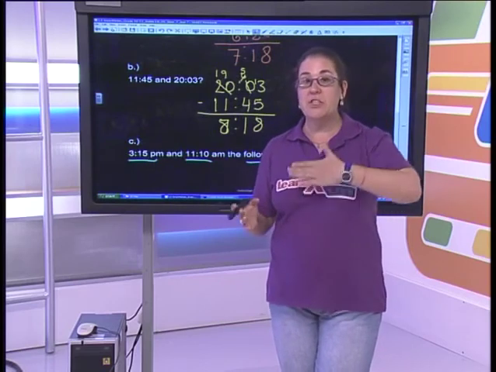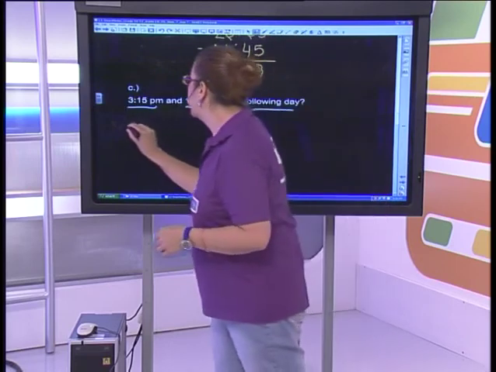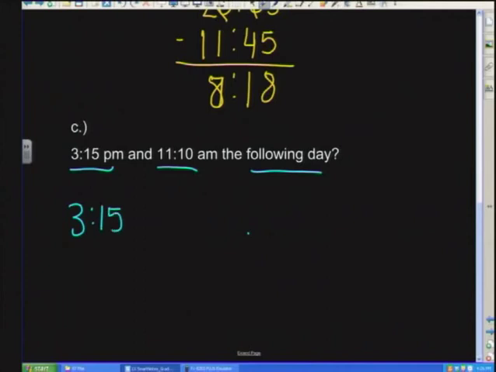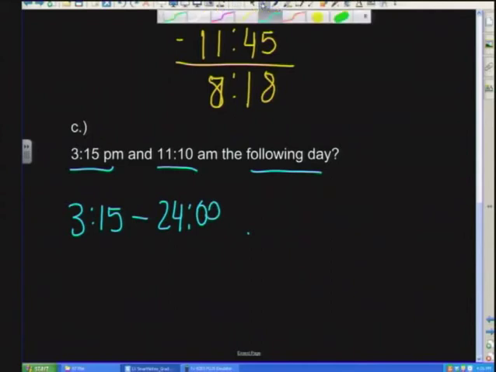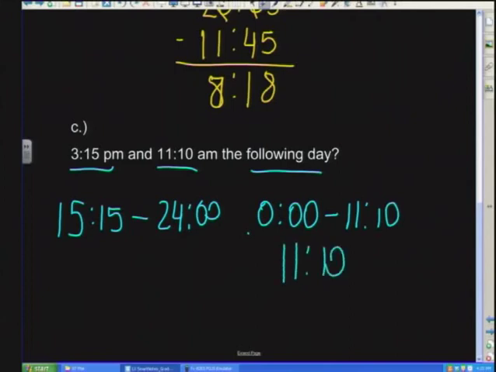I need to work out how much is it from 3:15 p.m. to midnight. So in this case, I'm going to say I've got 3:15 to 2400, and 3:15, I'm going to change that to a digital clock because this is PM. So I'm going to actually delete that 3 and make it digital, which is 15:15. And then I'm going to say, well, okay, from midnight, how much is that to 11:10? So this is easy. I know that that's 11:10. So what I want to know is how much time passes here.